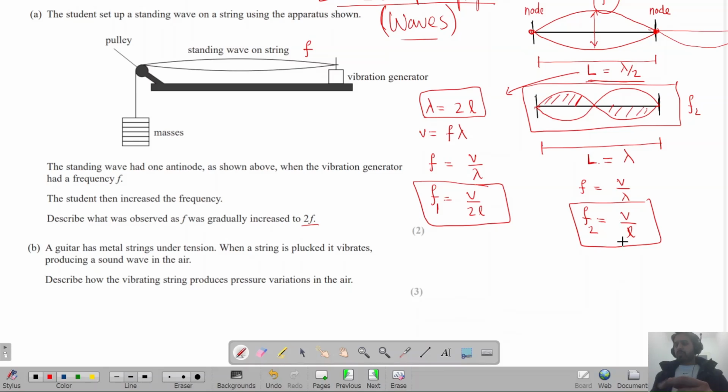Now, if you do the same for f3, you can see the pattern. If I want to go from f1 to f2, what do I need to do? I just need to multiply by 2. If I multiply f1 by 2, the 2's will cancel and I will get f2. What this relation means is that the second frequency is just 2 times the fundamental frequency. And that's the reason this second frequency is sometimes called the second harmonic.